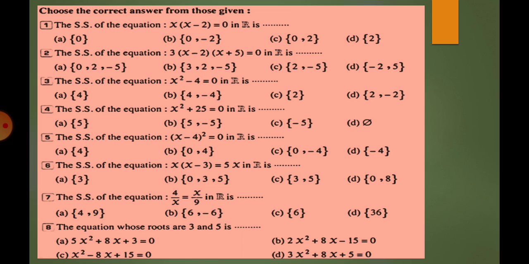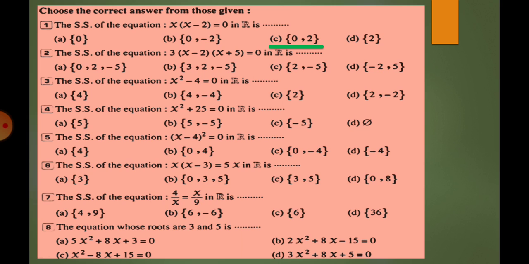Choose the correct answer. Number 1, the solution set of the equation x times (x minus 2) equals 0. Here, this equation is a product of two expressions equals 0. So we can take each expression equals 0. x equals 0 or x minus 2 equals 0. x equals 0, and x minus 2 equals 0, so x equals 2. So we find the solution set equals 0 and 2.